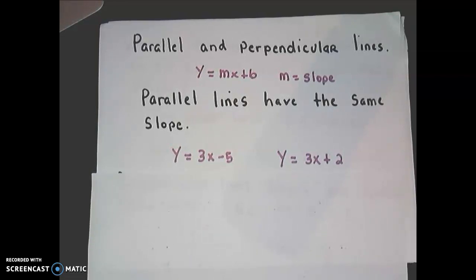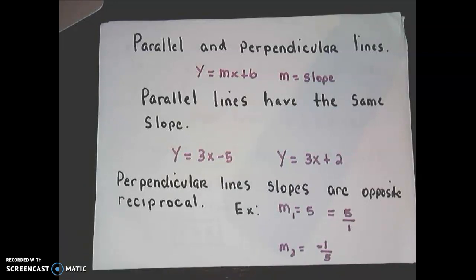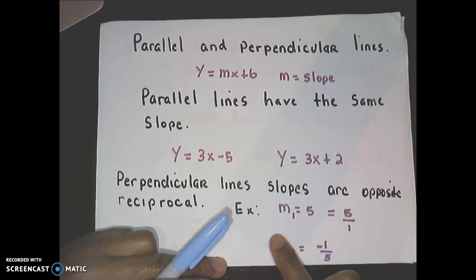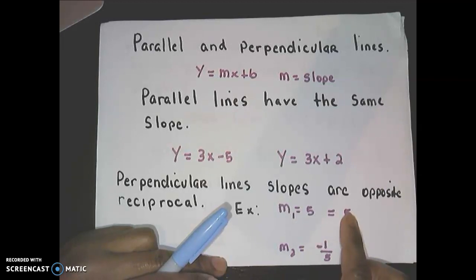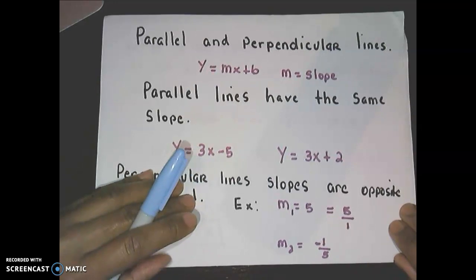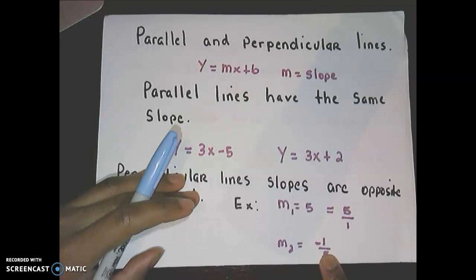And then this is just the definition for perpendicular lines. Perpendicular line slopes are going to be opposite reciprocals. In this particular case, I just gave an example with the slope. If the slope is 5, I can rewrite 5 as 5 over 1, then the opposite reciprocal of the slope of 5 will be negative 1 over 5.